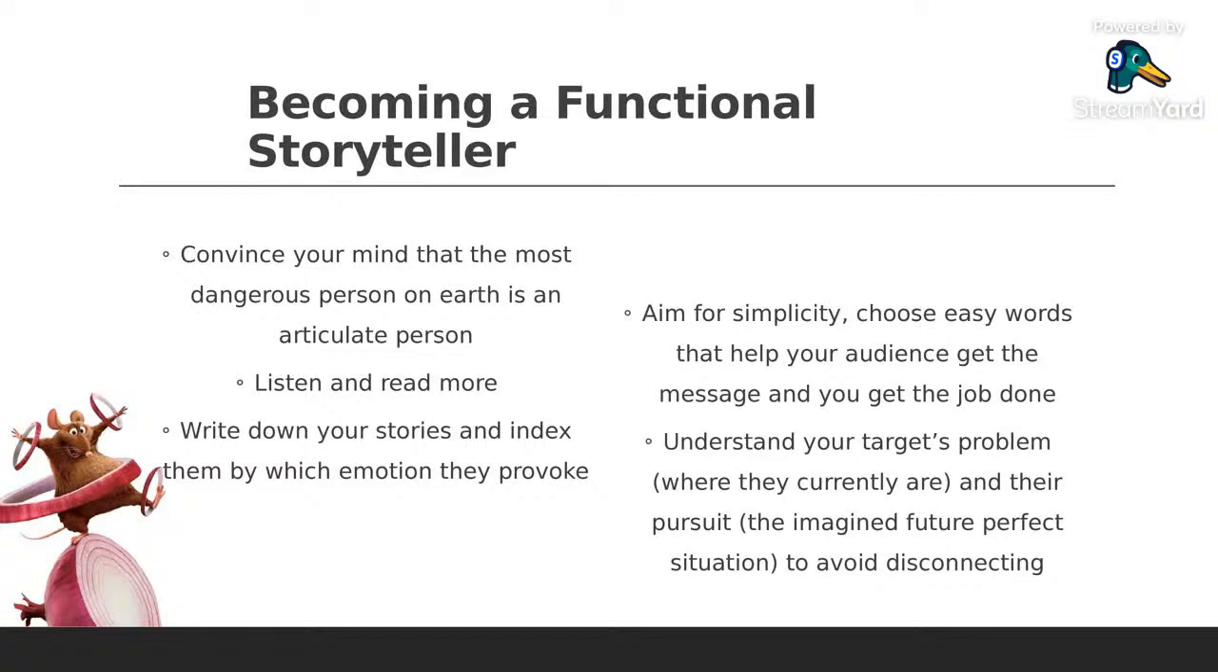And when you check them by which emotion they provoke, you say, okay, what exactly am I trying to do today? Am I trying to make this person more sympathetic to me? Am I trying to make this person more relaxed and creative? Just checking it and then seeing which emotion am I trying to provoke, and then picking that story and using that story. And so that's what writing down your stories and indexing them by emotions means.